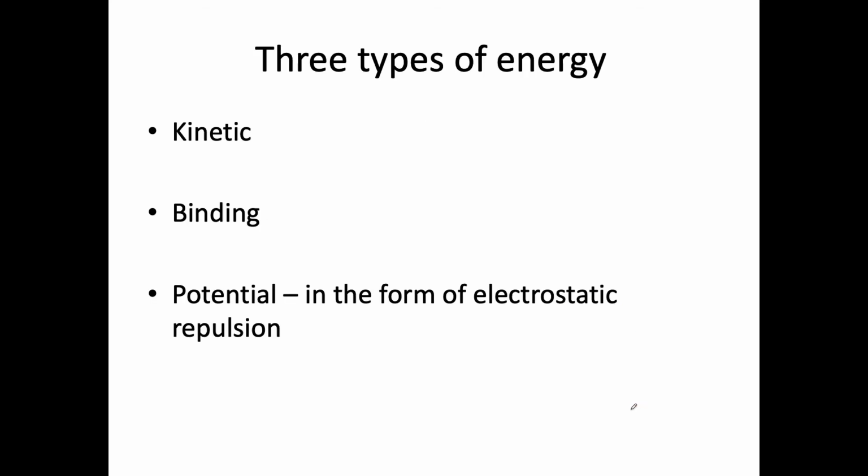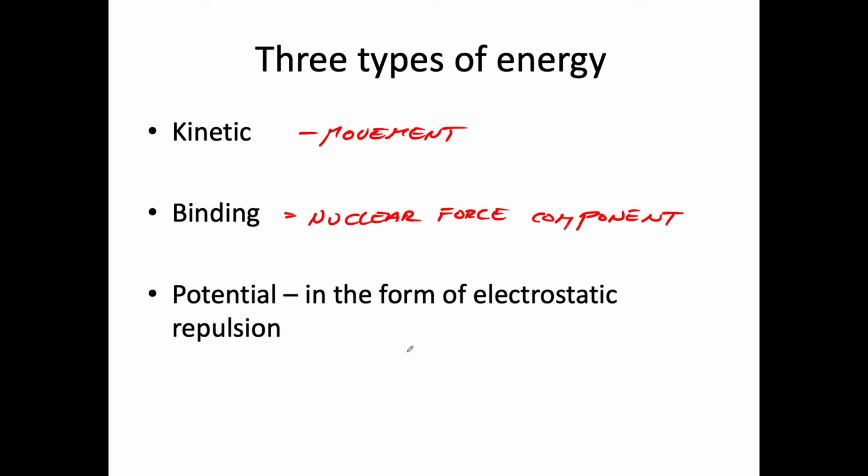So when we talk about energies, we've got 3 types: kinetic, which is movement. We've got binding, this is the nuclear energy for the nuclear force. And then potential, this is a form of electrostatic repulsion. Remember, you got positive in the middle, you got electrons flying around, so here's your potential energy.